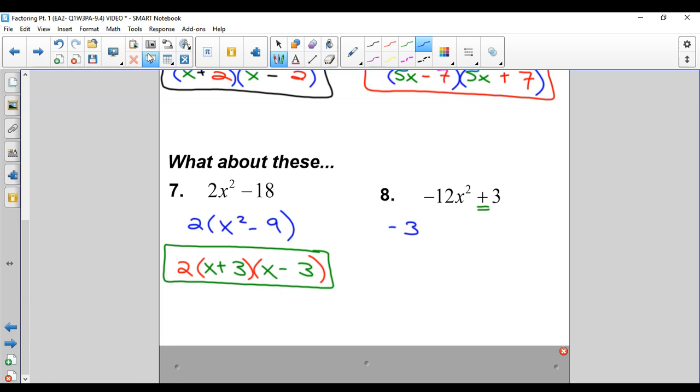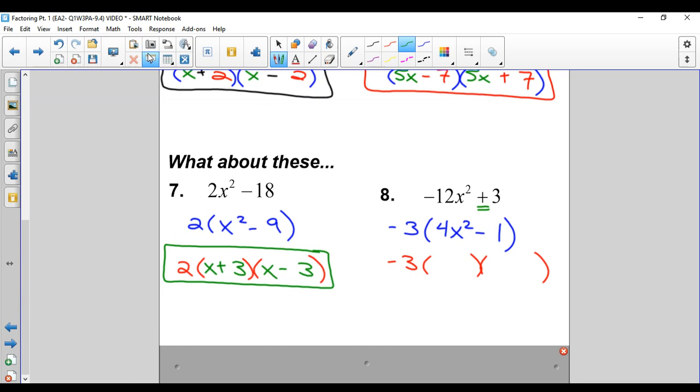But here's the thing. I told you guys in the first video, always take out the negative. So I'm going to take out a negative 3. I'm going to rewrite what's left over. It becomes 4x squared. And then this becomes a minus 1. 4 and 1 are both perfect squares. We rewrite the negative 3, the common term.